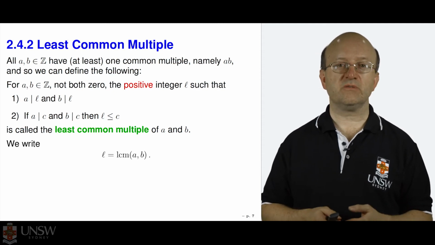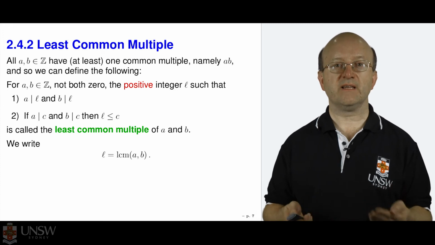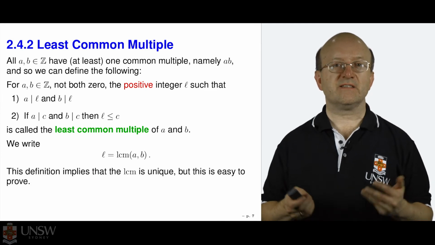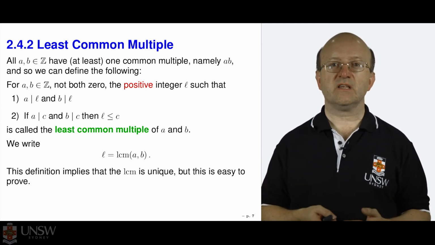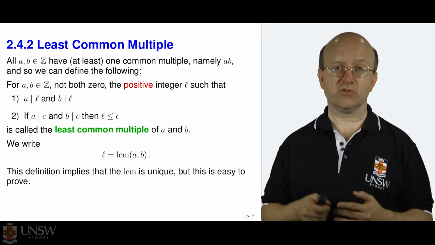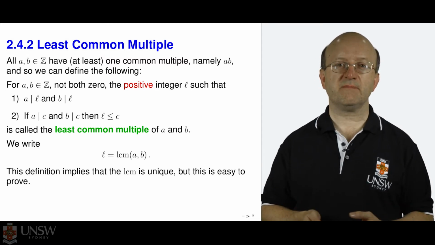And this is the notation we use. We use the notation that L is LCM of A and B for the least common multiple of A and B. Again, our definition implies that the LCM is unique, just as the GCD is. This, in fact, is quite easy to prove. I'm going to prove a little result that will allow us to just knock that one off very quickly in a few minutes. So how do we find the LCM?